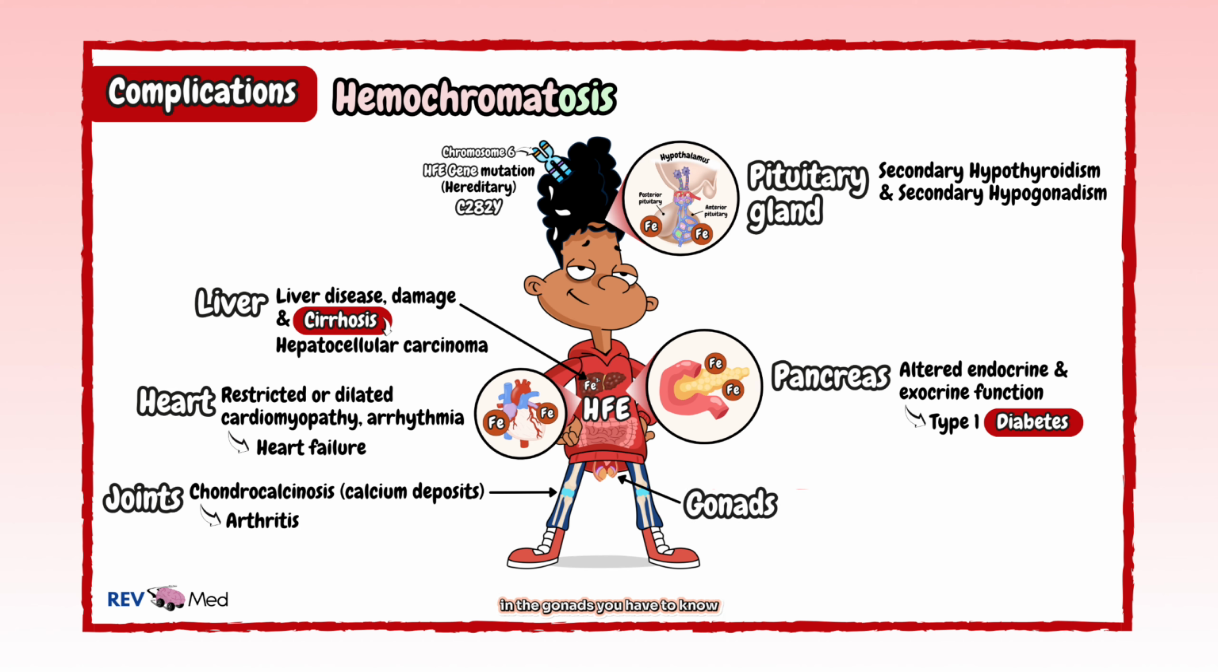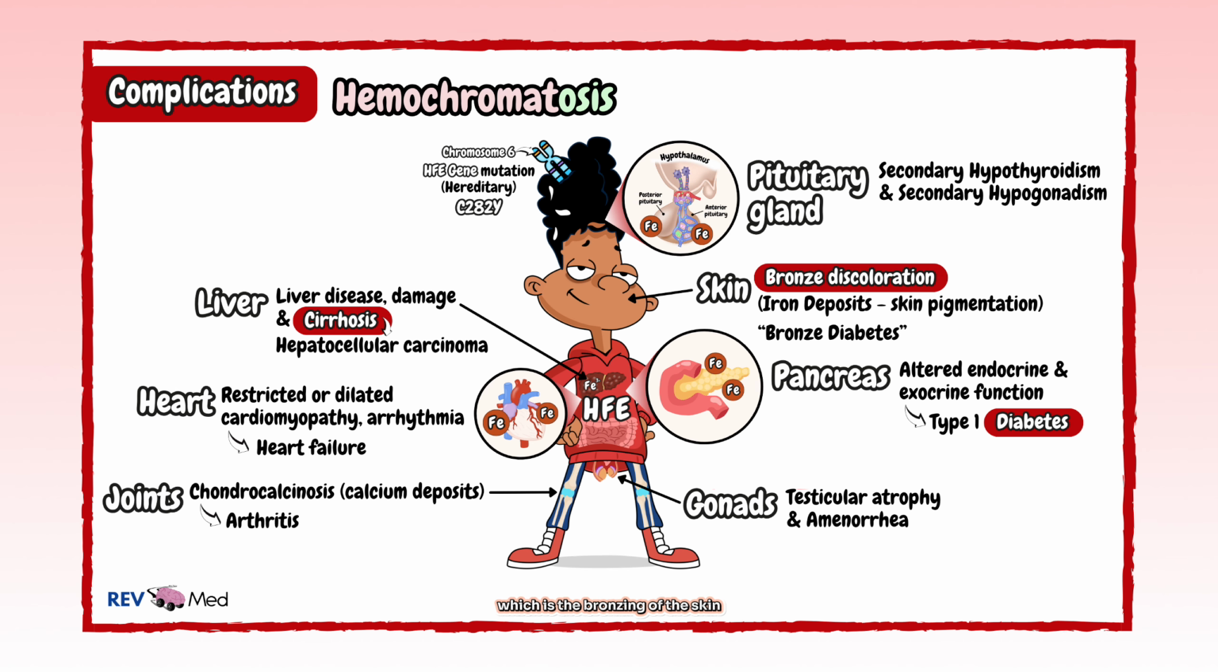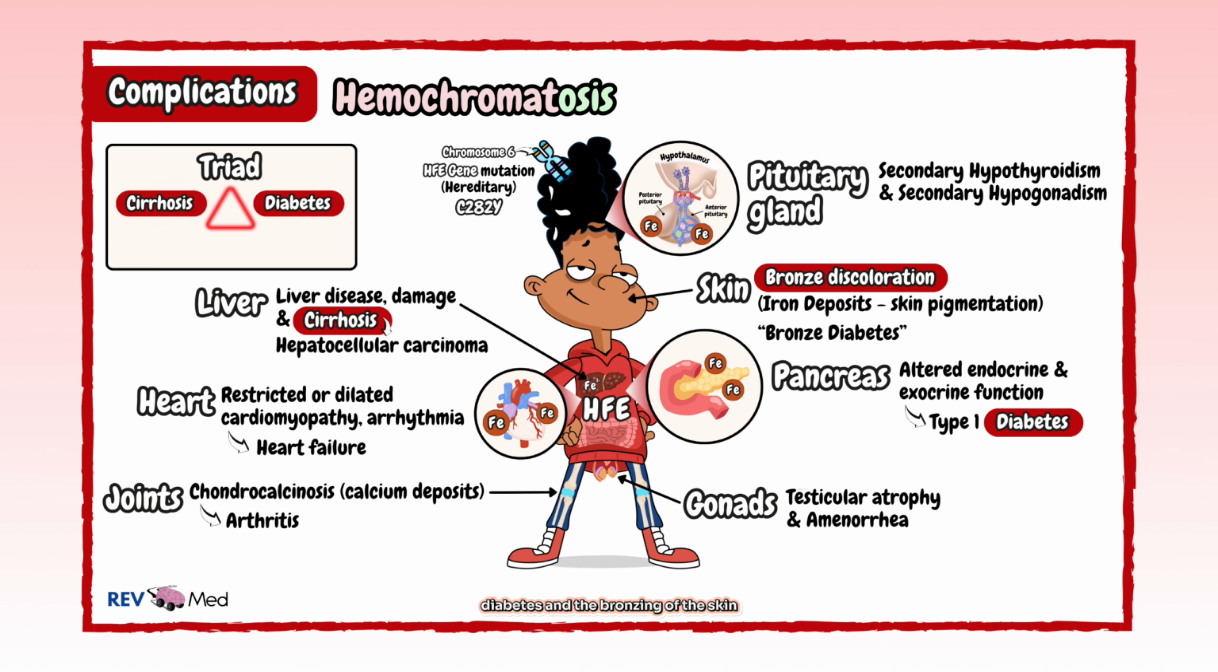Well, in the gonads, you have to note that the iron deposited in the pituitary gland and the gonads causes endocrine and sexual complications. So testicular atrophy is seen over here. It can cause impotence, amenorrhea, where the period stops in women, and of course, infertility. And finally, the skin. We have one of the earliest signs of hemochromatosis, which is the bronzing of the skin due to melanin deposition and iron. The high yield point here, which is your key takeaway, note the triad of complications: cirrhosis, diabetes, and the bronzing of the skin. This should scream hemochromatosis to you.